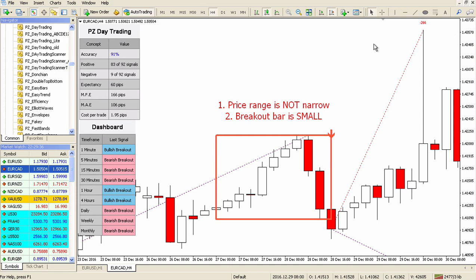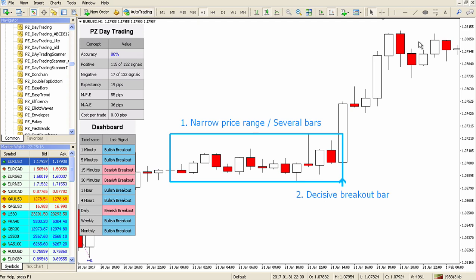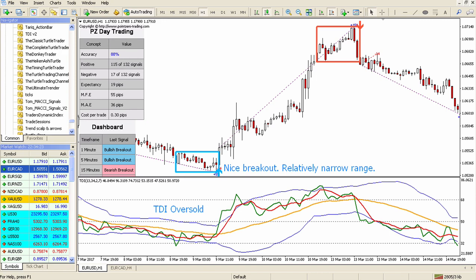For instance, this breakout is probably not a great signal. The breakout price range is wide and it gives the market a ton of wiggle room to move against the trade. However, this breakout is much better. The price range broken is narrow and the breakout bar is big relative to the price range. You can also confirm trades using an oversold, overbought indicator of your choosing on a higher time frame, such as TDI or Bollinger Bands. How to trade with this indicator is up to you. There are literally hundreds of creative and profitable ways to trade it.